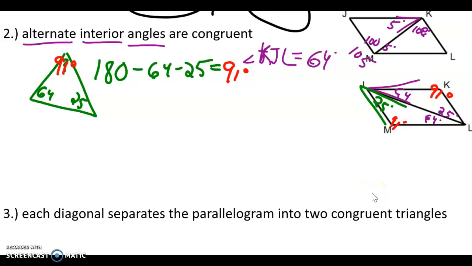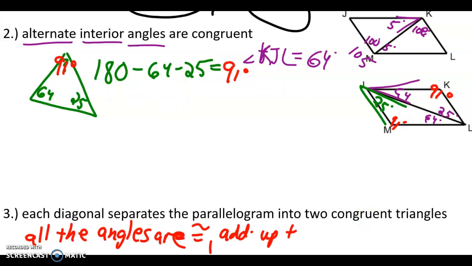So let's go over what congruent triangles are. In congruent triangles, all angles are congruent, and all the angles add up to 180, and all sides are congruent.